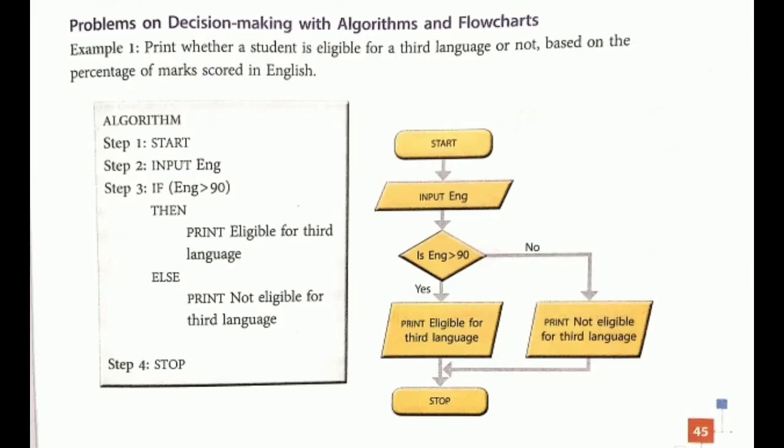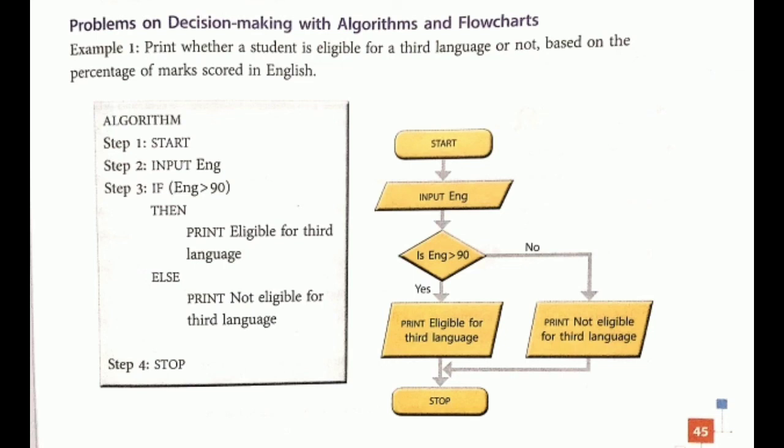Look at another example. You have to print whether a student is eligible for a third language or not based on the percentage of marks scored in English. So our condition is that we have to look at the mark for English, and based on that mark, we will be printing whether a student is eligible for third language or not. So first look onto the algorithm.